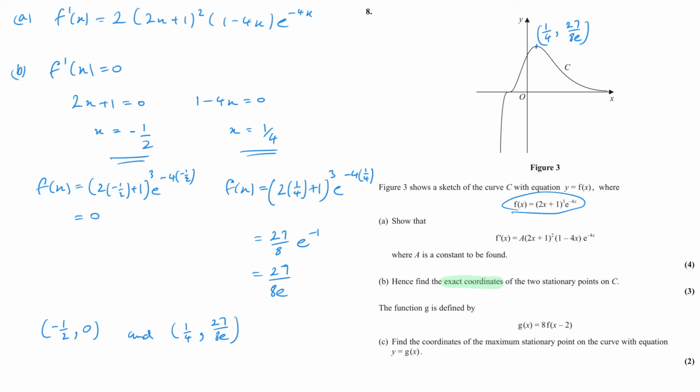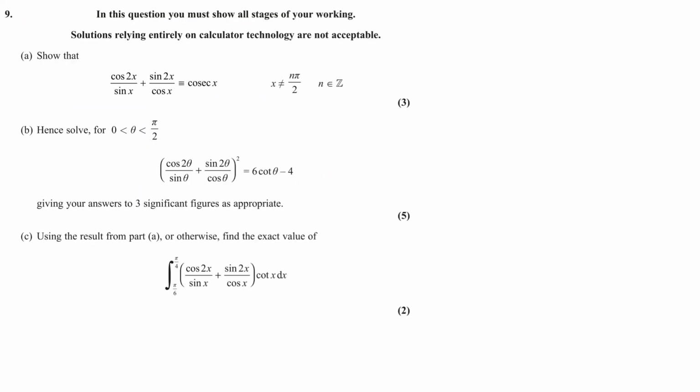So a quarter plus 2, this is part C, quarter plus 2 is 9 over 4, moving it 2 to the right, and I'm multiplying the y by 8. So 27 over 8e times by 8 is 27 over e. Okay, and then that's all there is to part C. So you just need to think it through. No real calculations involved there. Nice and easy. Right, penultimate question.